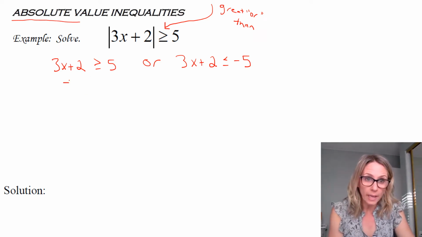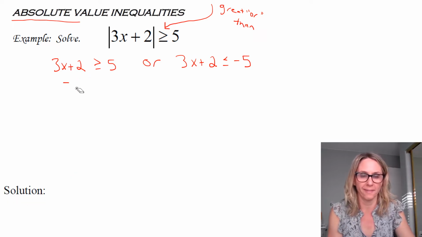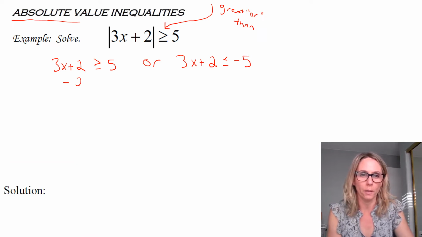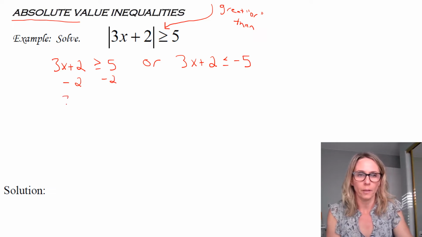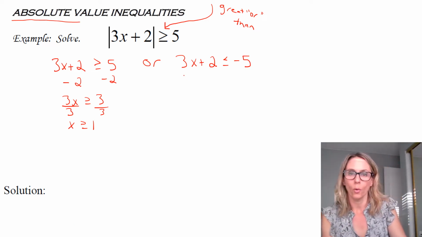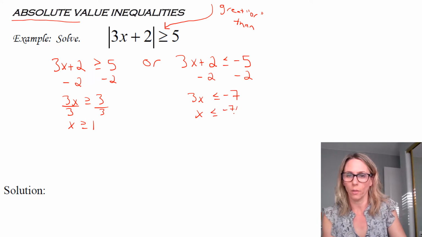If you want, you can pause and take a moment and solve each one better than I'm doing, hopefully. I've done a lot of videos today. Okay, so we have 3x greater than or equal to 3. We divide and we get x is greater than or equal to 1. So that's one of our inequalities. Over here, we're going to subtract 2 and 3x is less than or equal to -7. x is less than or equal to -7/3.